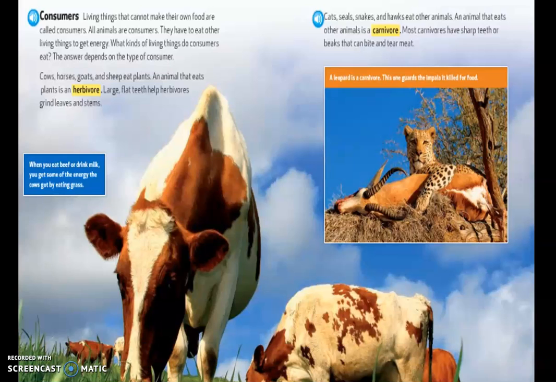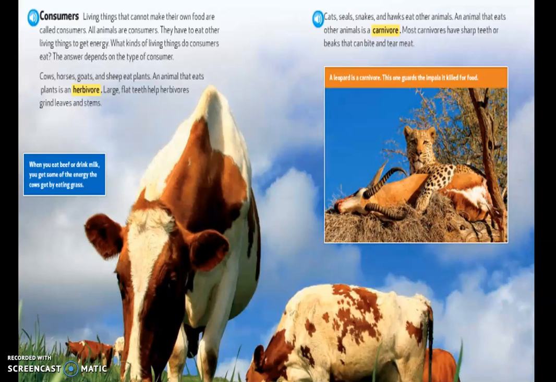Own food cannot make their own food are called consumers. All animals are consumers that have to eat other living things to get energy. What kinds of living things do consumers eat? The answer depends on the type of consumer. Cows, horses, goats, and sheep eat plants. An animal that eats plants is an herbivore.